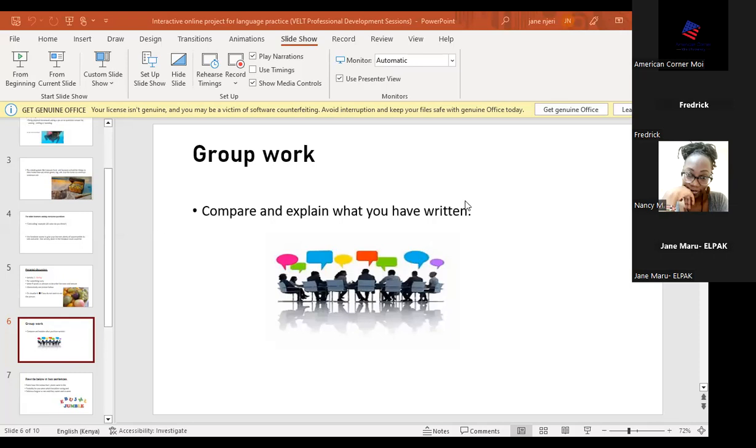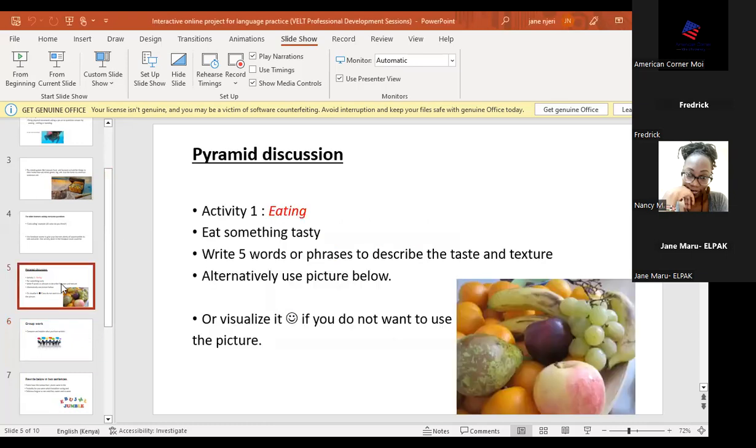So again, I'll just repeat the activity that we are doing. We are thinking of something that is tasty, and we are writing 5 things about what we have eaten. We could have eaten it for real, or visualized it, or chosen from the bowl of fruits that I had shared on my screen there. Thank you very much to those who have been able to share what they have eaten.